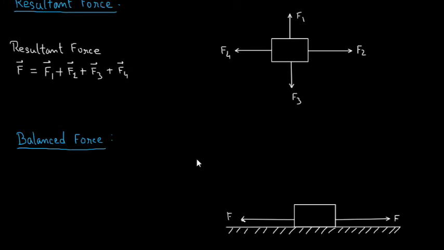Balanced force. When a number of forces acting simultaneously on a body do not bring about any change in its state of rest or of uniform motion along a straight line, then the forces acting on the body are said to be balanced forces. In this case, different forces acting on the box give zero resultant. Balanced forces do not produce any acceleration.